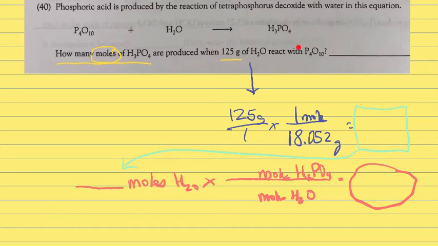So that means we have plenty of P4O10. We don't have to worry about that. We do need to figure out how many moles of water are in 125 grams. And then we can convert to figure out the moles here. But step one is we need to balance the equation. So let's figure out here.